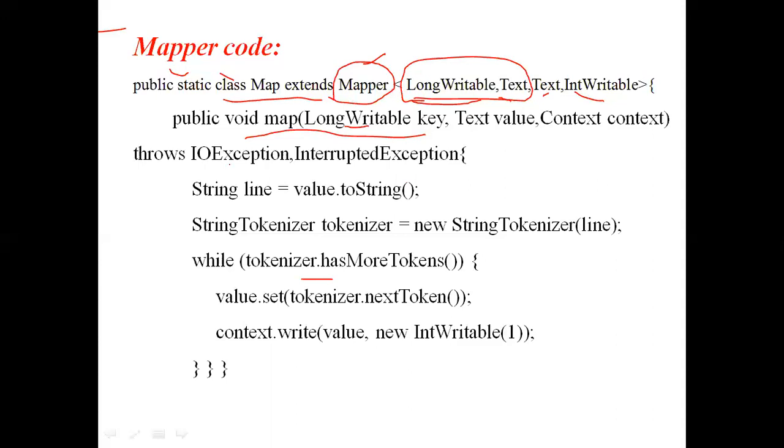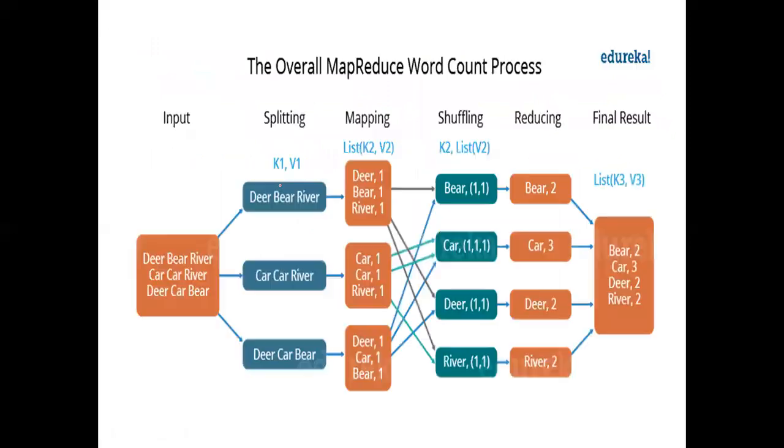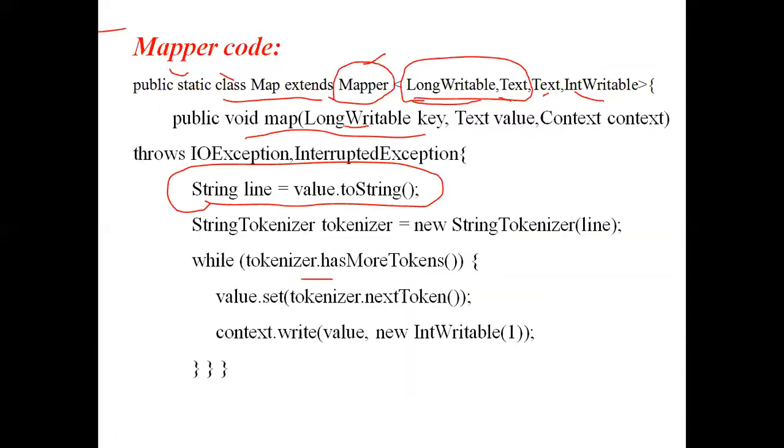Now observe here carefully. The value given to this one is first. We are taking it line by line. String line is equal to value dot toString. First line we are taking in the form of line. If you take the input, what is the first line here? Dear Beer River. This line will be taken. That entire line will be converted into the string format. String line is equal to value dot toString, data conversion to string.